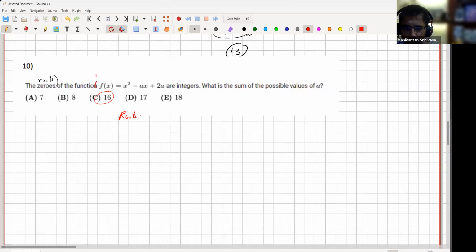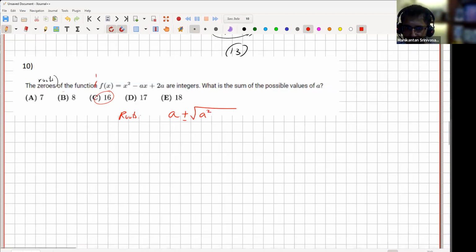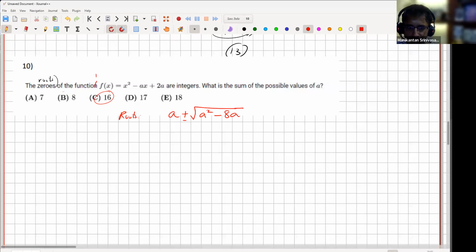Okay. So what are the roots here? Minus b plus or minus square root of b square minus 4ac whole upon 2a. In this case, unfortunately, he has given a, he might as well have given p or something. We cannot do anything. But in the quadratic, we know minus b plus or minus square root of b square minus 4ac whole upon 2a. That much you guys should remember. And then that translates to this. These are the roots, correct?